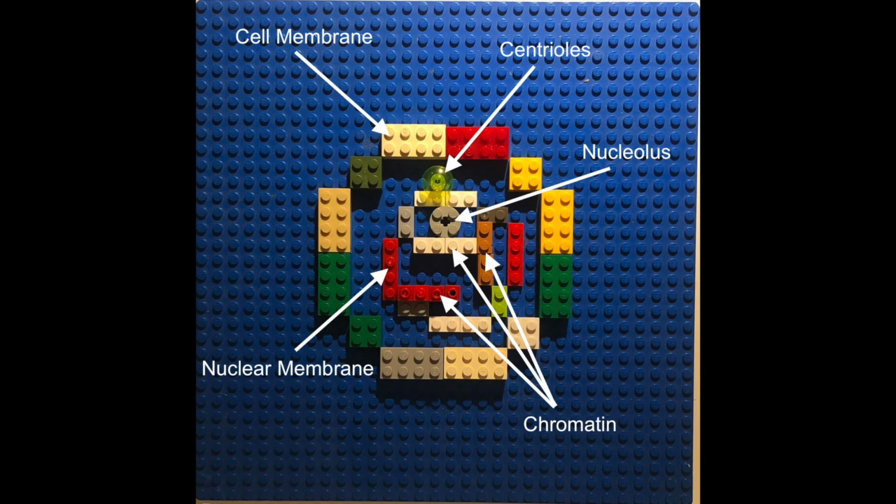This is a cell. The two width bricks represent the cell membrane. The one width bricks represent the nuclear membrane. And the things inside the nucleus include the gray circle, which is the nucleolus, and the lines inside there, the 4x1s, are chromatin at the moment, and the green circle outside of the nucleus are the centrioles.